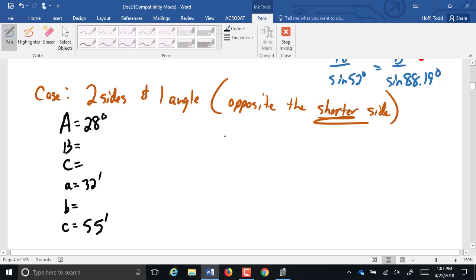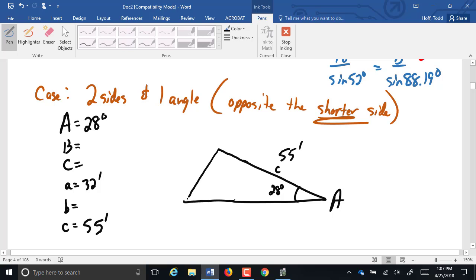So what that means for us is when we draw out this triangle, I'm going to draw it here with my angle A first. Angle A here is given to be 28 degrees. This is going to be side little c up here, which is given to be 55 feet. Now it makes perfect sense to draw it like this, right? This would be little b here, this is little a.